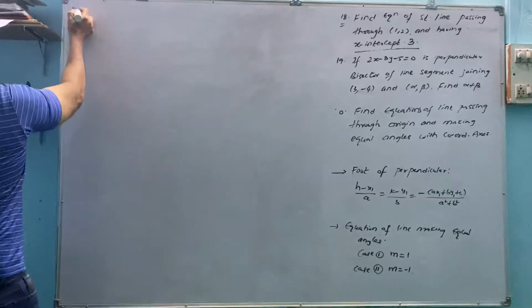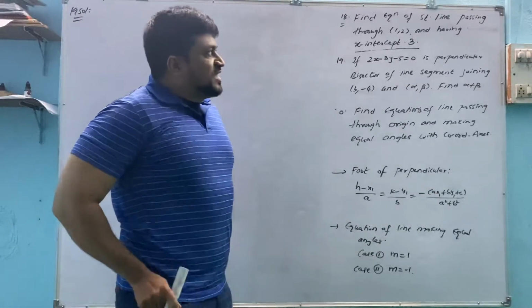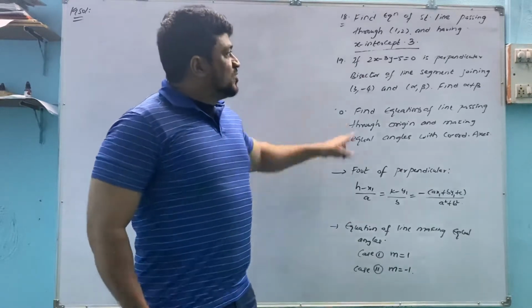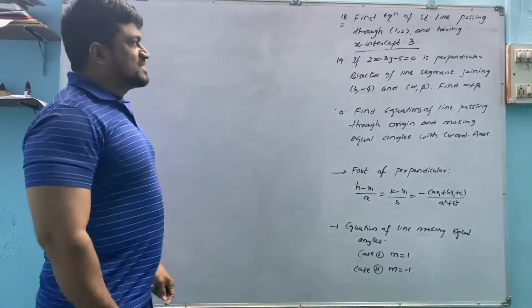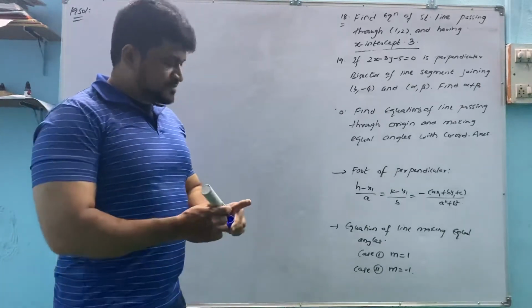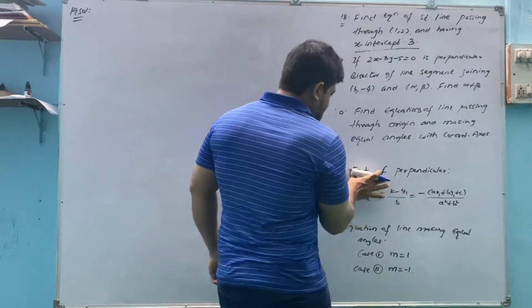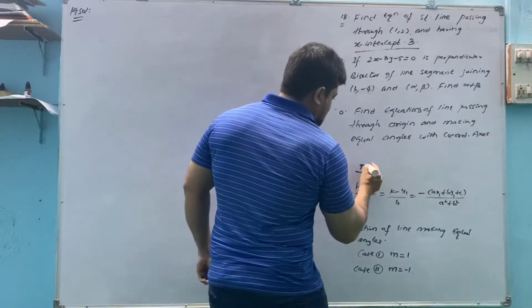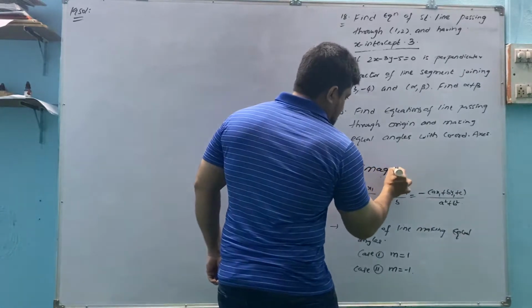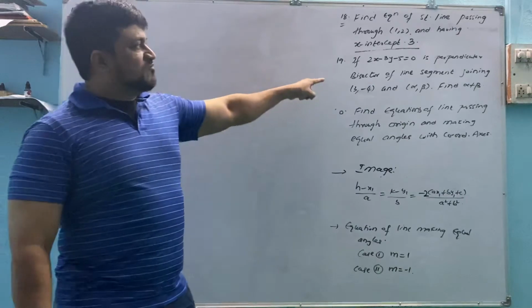Nineteenth one. If 2x minus 3y is equal to 0 is a perpendicular bisector of a line segment joining. Means what? One line segment is there, one perpendicular bisector of the line segment joining.